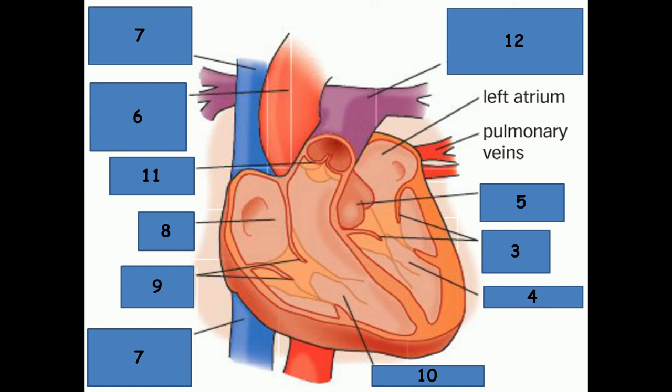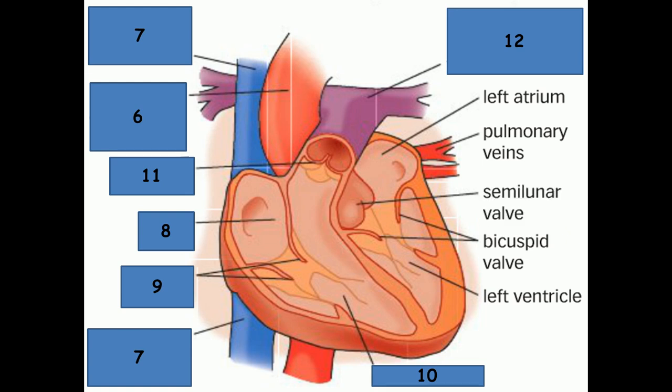And then it needs to go from the left atrium to the left ventricle, but it needs to go through a valve. And on the left side, the valve between the atrium and ventricle is known as the bicuspid valve. And the blood then travels to the left ventricle. And then, as we said earlier, to leave the heart, it needs to go through another valve. And this valve is known as the semilunar valve. And then it's going out of the heart.